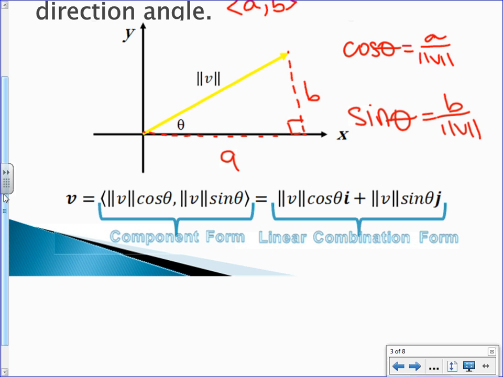Here I have that written in component form. Here I have it written in linear combination form. You can either draw a triangle if you want, or you can memorize magnitude times cosine, magnitude times sine. That's how we got that set up, by drawing a right triangle.